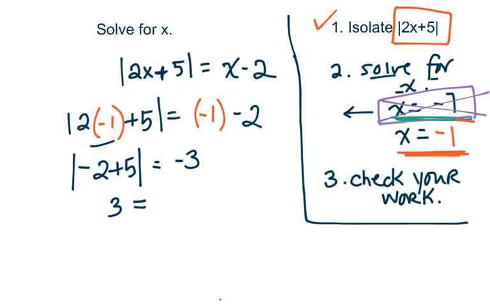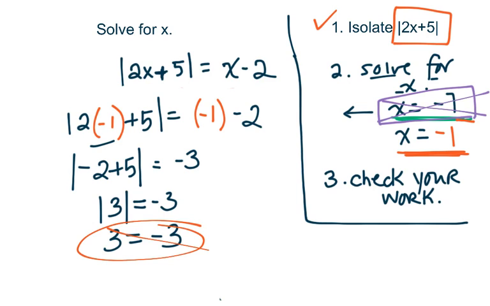And the absolute value of 3 is 3. So we're saying here 3 equals negative 3. That doesn't work either. So none of these solutions work. So we would say that this has a no solutions answer.